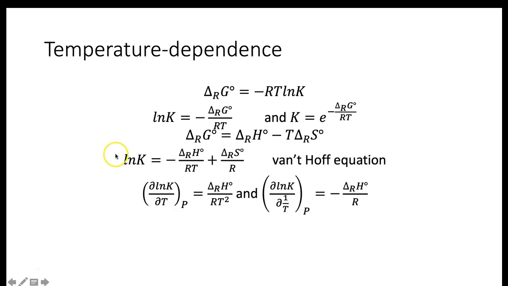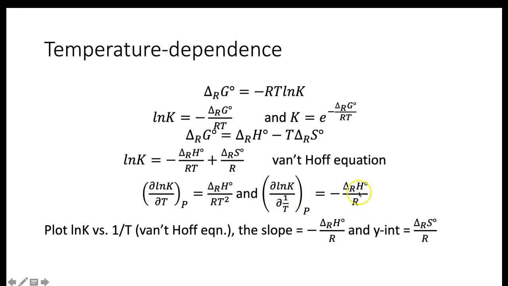Now we can evaluate the slope of the van 't Hoff equation. We make the natural log of K our y and we make 1 over T our x. The slope of that is minus the enthalpy of reaction divided by R. So if we have equilibrium constants and temperatures for our reaction, we can determine both the enthalpy of reaction and the entropy of reaction just by plotting them in this van 't Hoff equation.